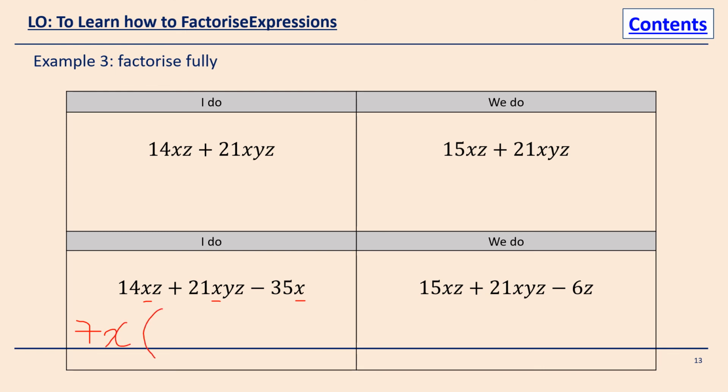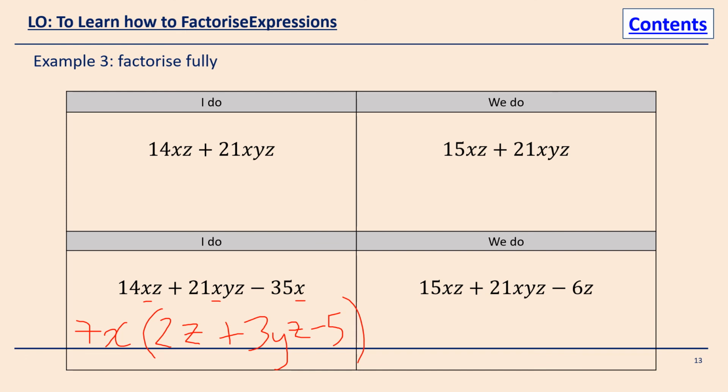7x, and we need 14xz. So we need 2z. 2z times 7x is going to give us 14xz. Plus 7's into 21 is 3. We've already got the x, so we need the y and z. Now we need to get minus 35. So 7 times 5 is 35. So if we have minus 5, 7 times negative 5 is going to give us negative 35. And we've got the x. So that'll be the end of that one.